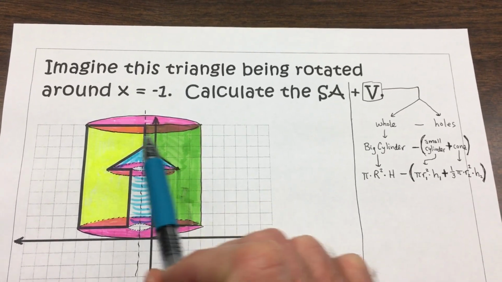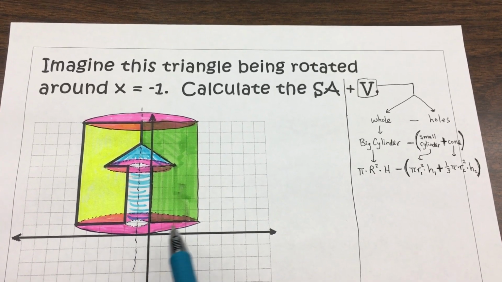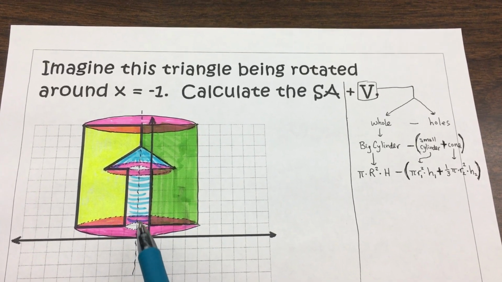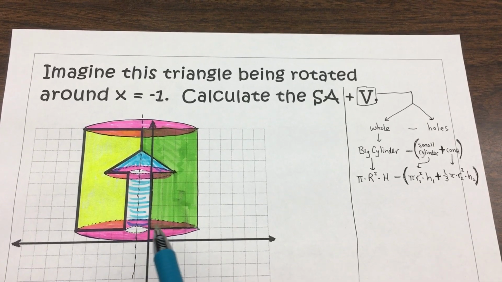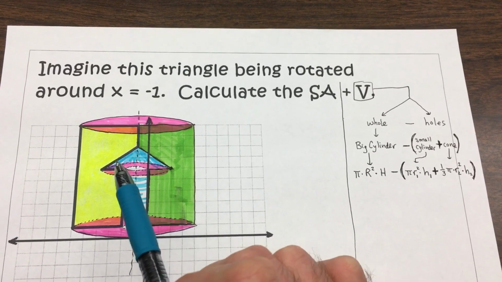And then up top, we've got a full circle. On the bottom, though, we've got a little bit of a gap here. So there's really a ring down here. And then I've got a hole in here that's a cylinder. And then further above that is a hole, which is a cone.